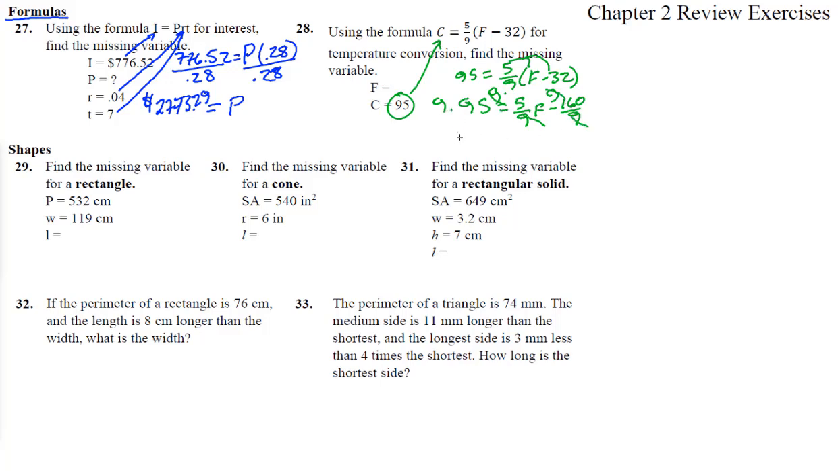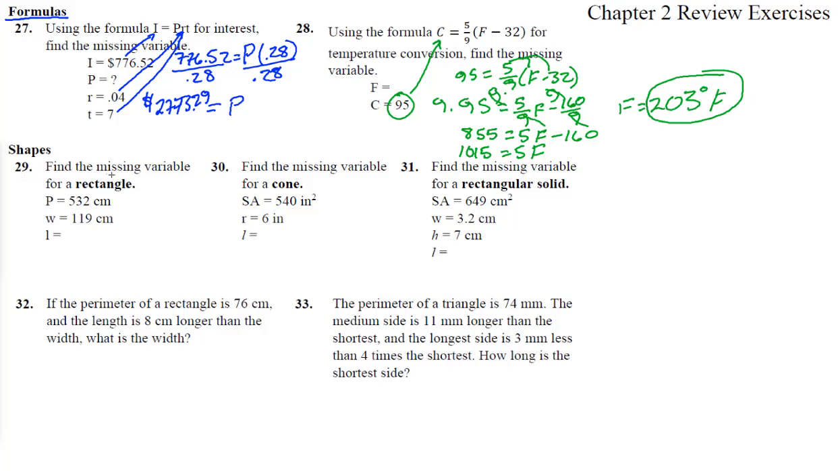We get 855 equals 5F minus 160. So add 160 over here and we get 1015 equals 5F. Divide by 5 and we get F is 203 degrees Fahrenheit.